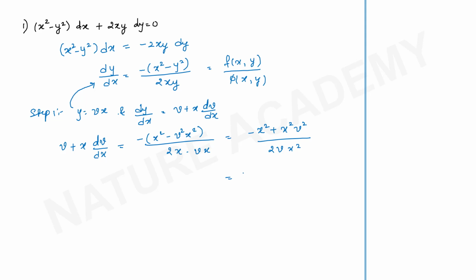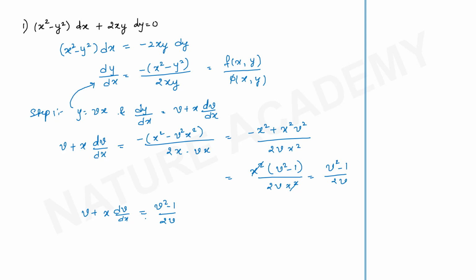Then again I can take x common. In fact, I can take x square common. If I take x square common, I will have 1 minus v square in the numerator in the bracket divided by 2v x square. X square gets cancelled and I will have (v square minus 1) by 2v in the right hand side. So in the left hand side I have v plus x into dv by dx is equal to (v square minus 1) by 2v.